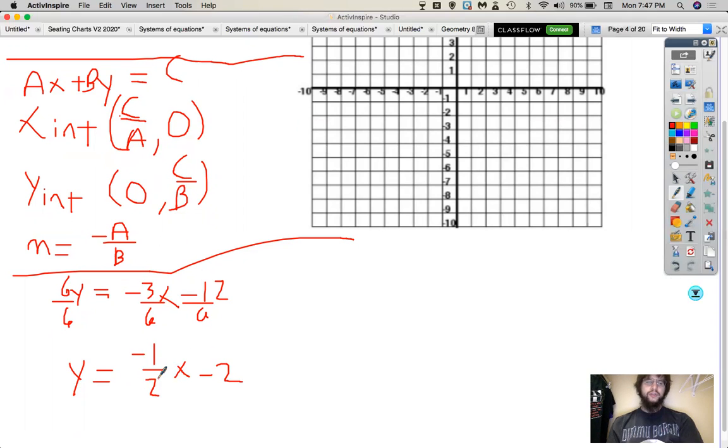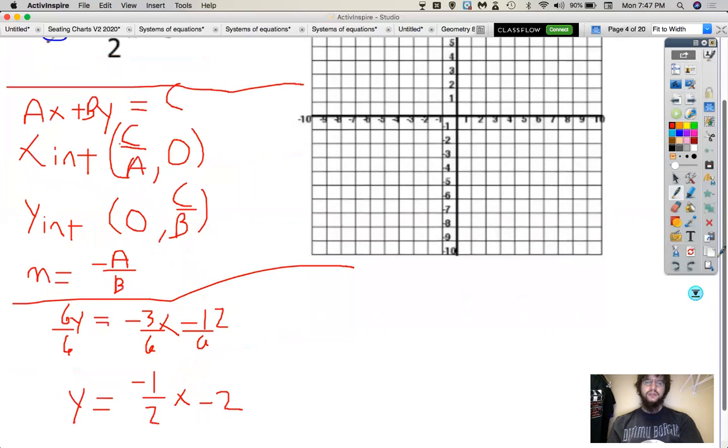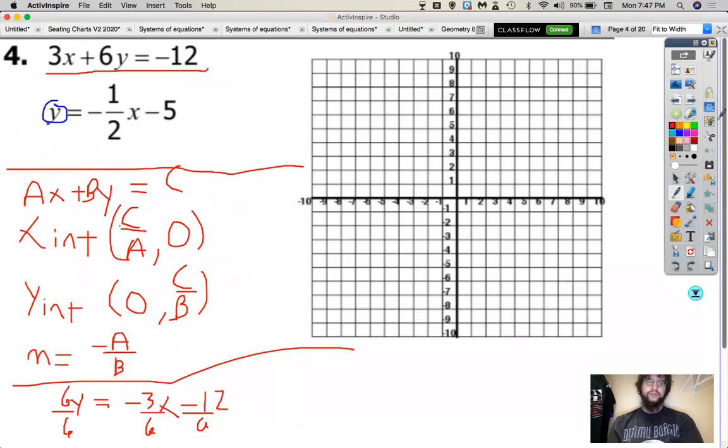And we can confirm a few things. First, the slope should have been negative a over b. Well, negative 3 over 6 simplifies to negative a half. We're good there. Y-intercept should be c over b, negative 12 over 6. What's negative 12 over 6? Negative 2. We're good. So let me graph red here.